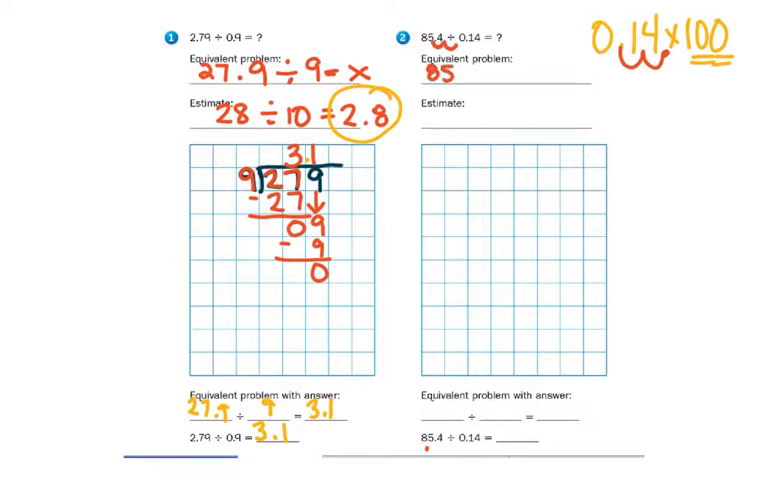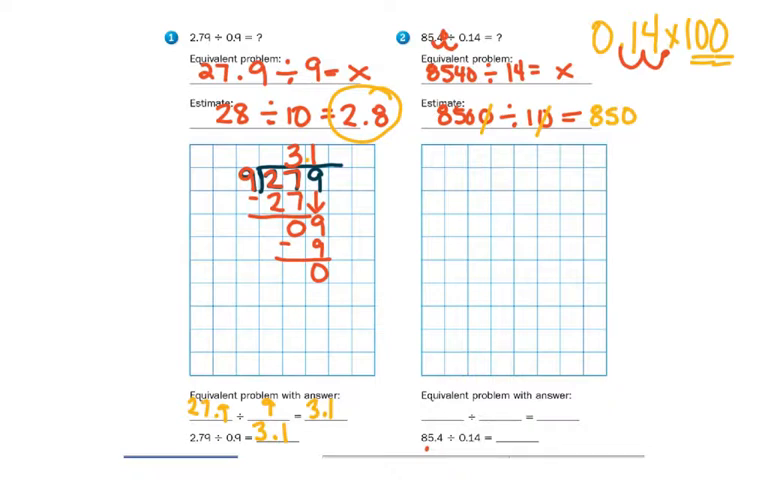So I have to put a 0 there, divided by 14 equals x. I can make this 8,500 divided by 10. This 0 cancels out this 0. 850 divided by 1 is 850. Our answer should be close to 850.